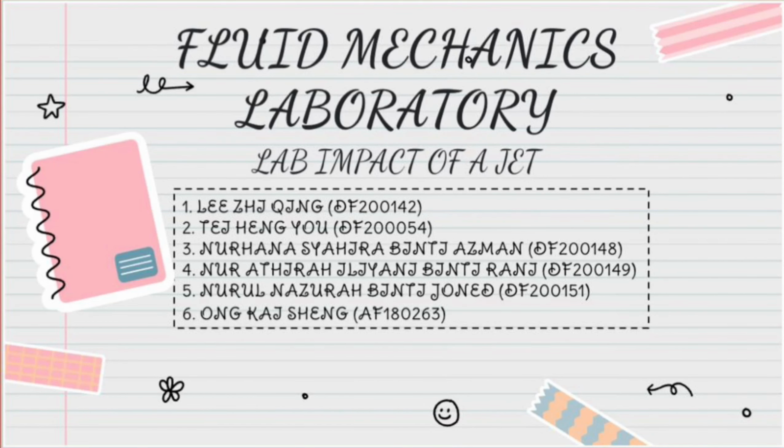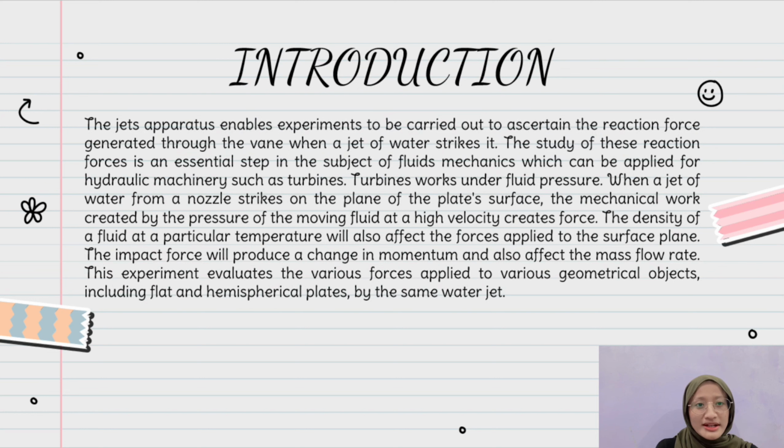We are from Group 1 and we will present about the lab of impact of jet. My name is Noah Atira and my matrix number is DF200149. So, I will start with the introduction.